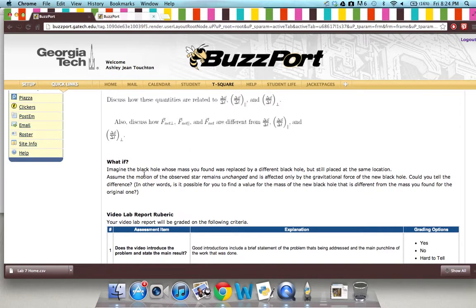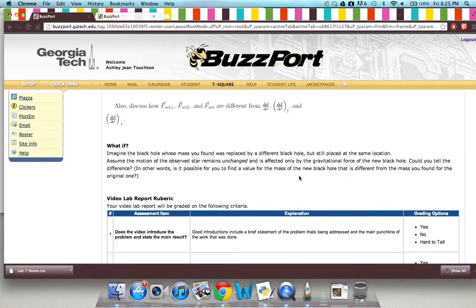So what if the black hole was replaced by a new black hole in the same location, and the motion of the observed star remains unchanged and is unaffected by the gravitational force of the new black hole? Or it is affected only by the gravitational force of the new black hole. The answer to this question is that no, you would not be able to tell the difference. If you were to replace the black hole and the star would go unchanged, then we would assume that this means that the mass and the gravitational pull are going to be equivalent to that of the black hole that we already have analyzed. So thank you very much.